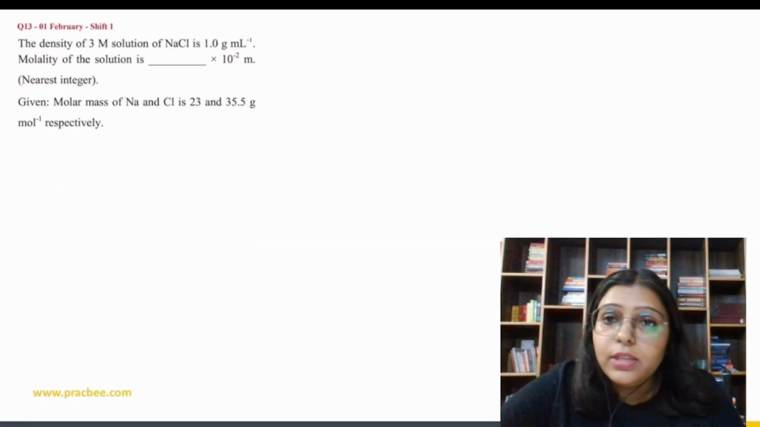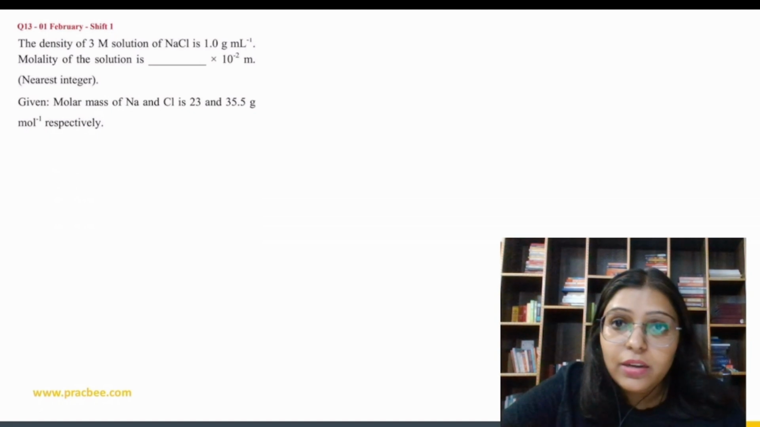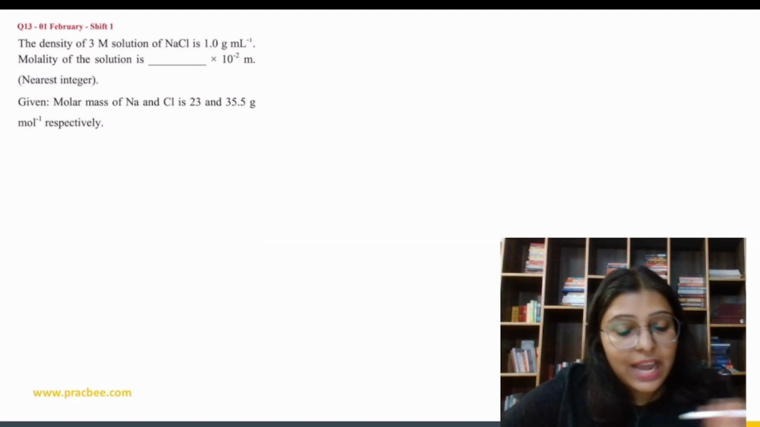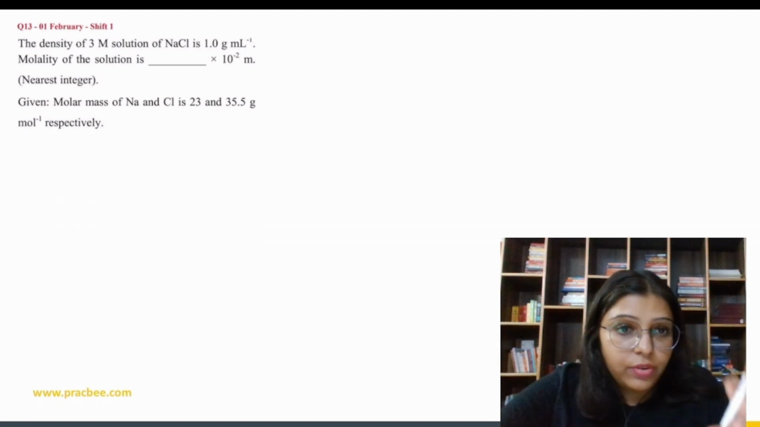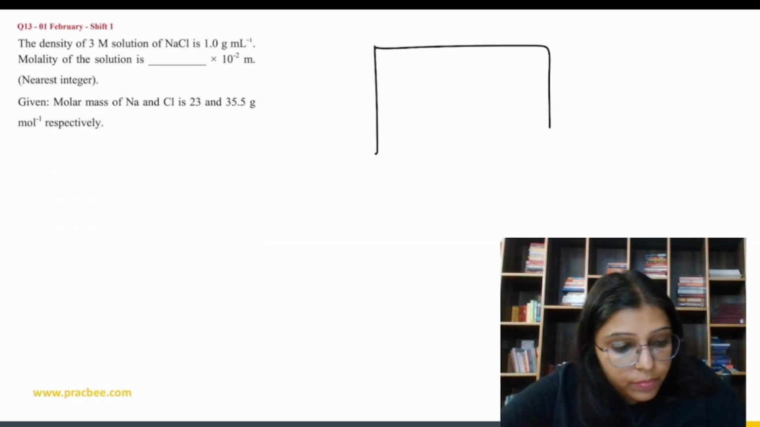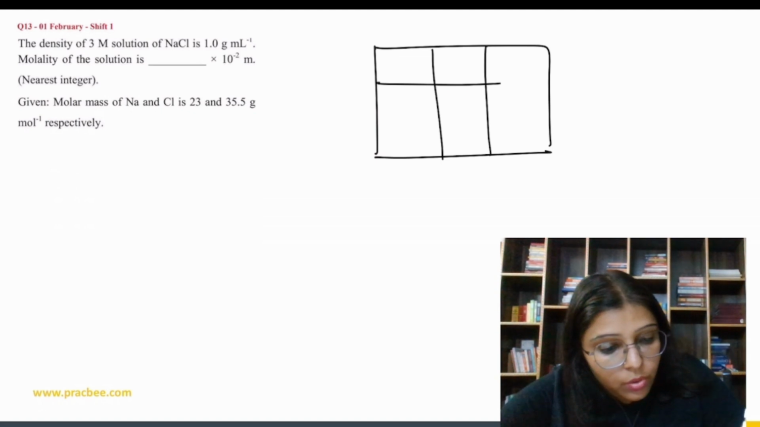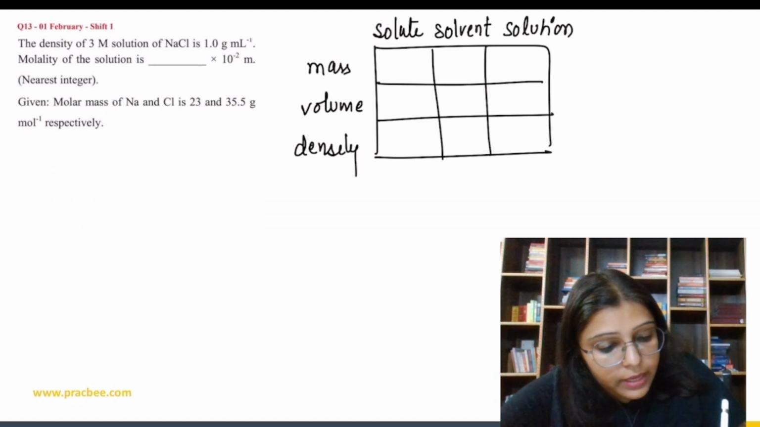The next question is: the density of a 3 molar solution of NaCl is 1 gram per ml, and we have to find out the molality of the solution, which is dash into 10 to the power minus 2 molal. When we have this kind of information, we have to form a 3 into 3 table. In one column we write solute, solvent, and solution, and here we write mass, volume, and density.